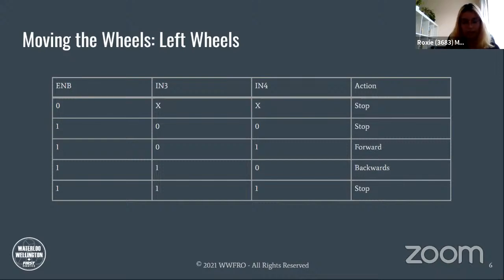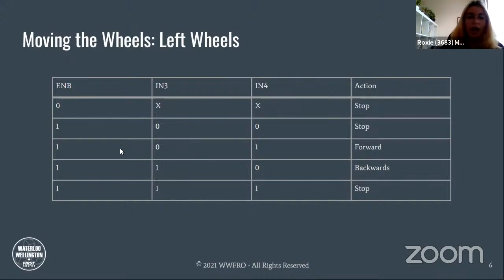And so next, we have what happens when ENB is on. When ENB is on and IN3 and IN4 are off, then the left wheels are off. So this is the front wheel and the rear wheel, both on the left side. The left side stops. So you can see we have more than one way to stop the left side, but we're going to use this way. I already kind of explained why, but we'll see even more reasons why we want to control it like this.